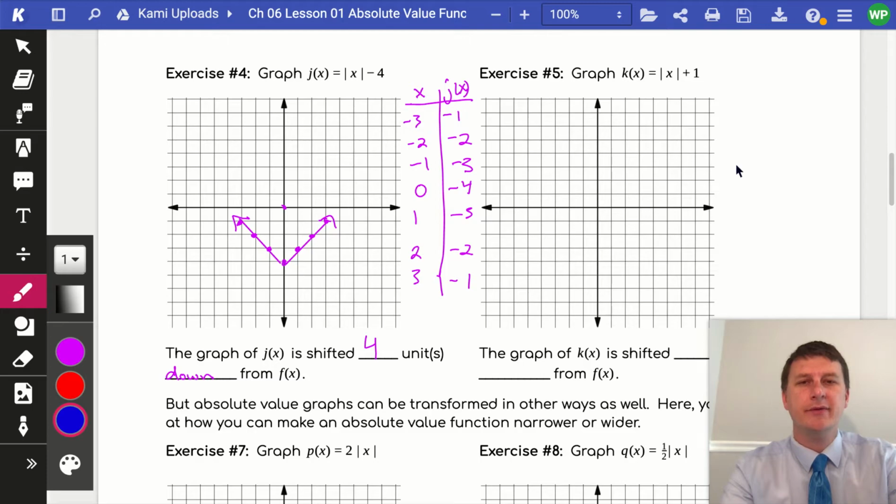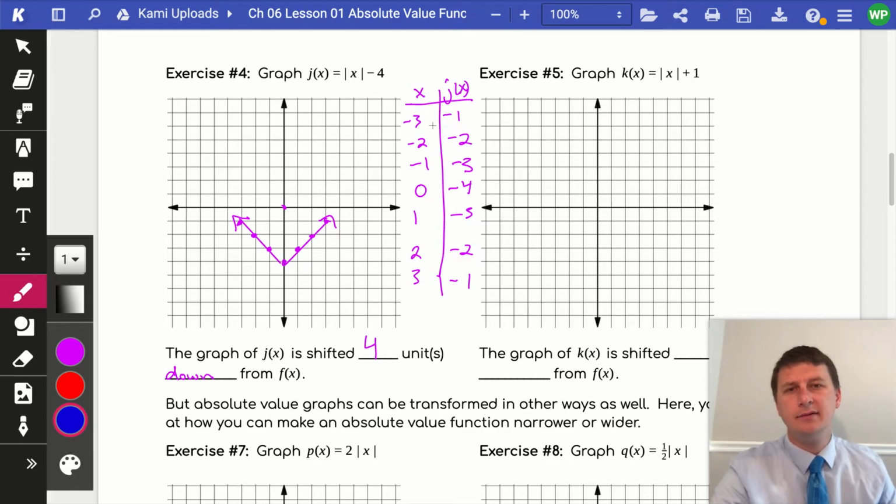Because in exercise number 4, we saw what happened to an absolute value function where we subtract outside the absolute value. And when we subtracted outside the absolute value, it moved our function down. So what do you think is going to happen in exercise number 5, where we're adding outside? Again, addition is the opposite of subtraction. Subtracting outside moved it down. So adding outside might do what? And if you said move up, you're correct. And now we're going to see that.